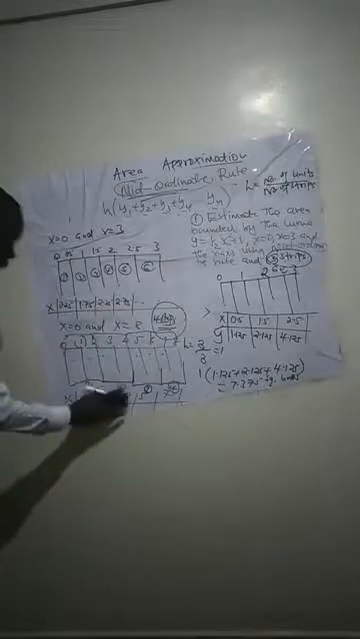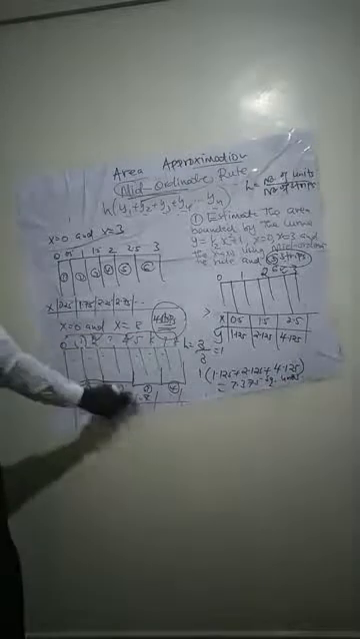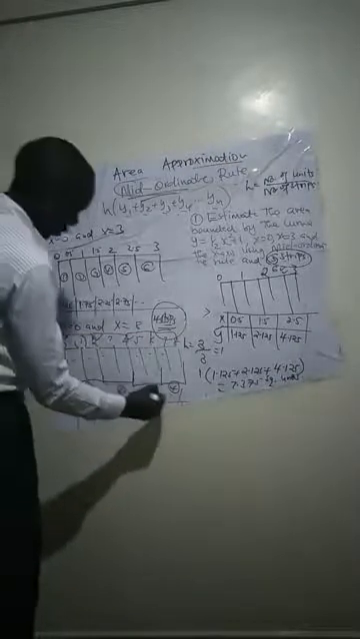We have 1, 3, 5, and 7. That is 0 to 2, you have 1. Not 1, 3, but 2, 4, 3, because we have the next one running from 2 to 4. Then we have 4, 6, 5. We have 6, 8, 7. Those are the values of x.